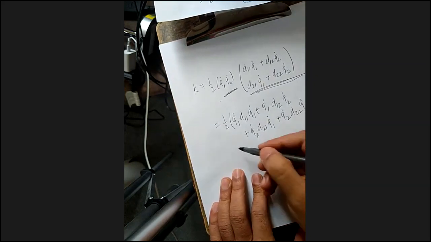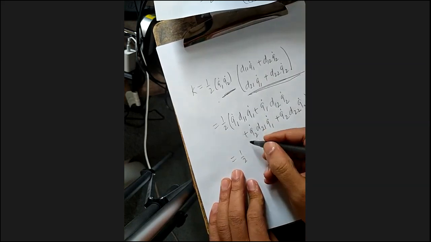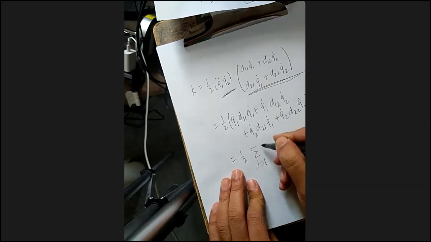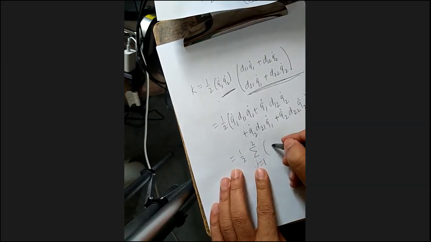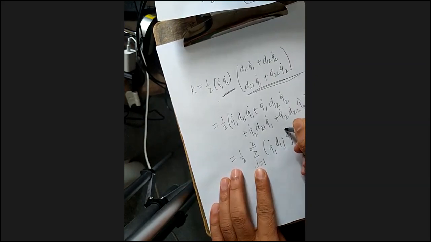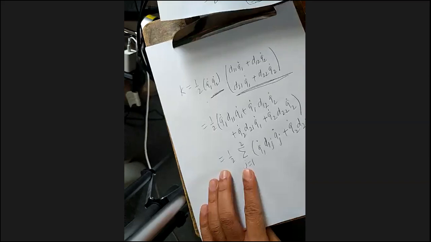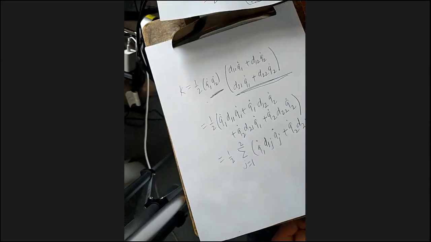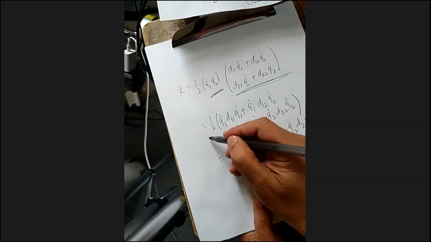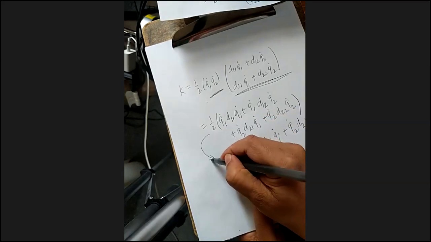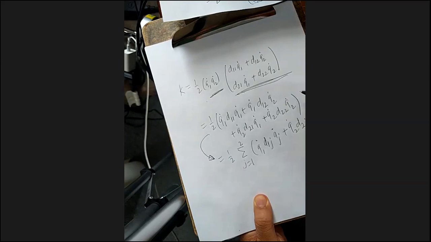Can I write this as 1 over 2, summation j equals 1 to 2, Q1 dot D1j Qj dot plus Q2 dot D2j Qj dot? Where is this summation coming from? I'm trying to contract this relation, make it shorter.